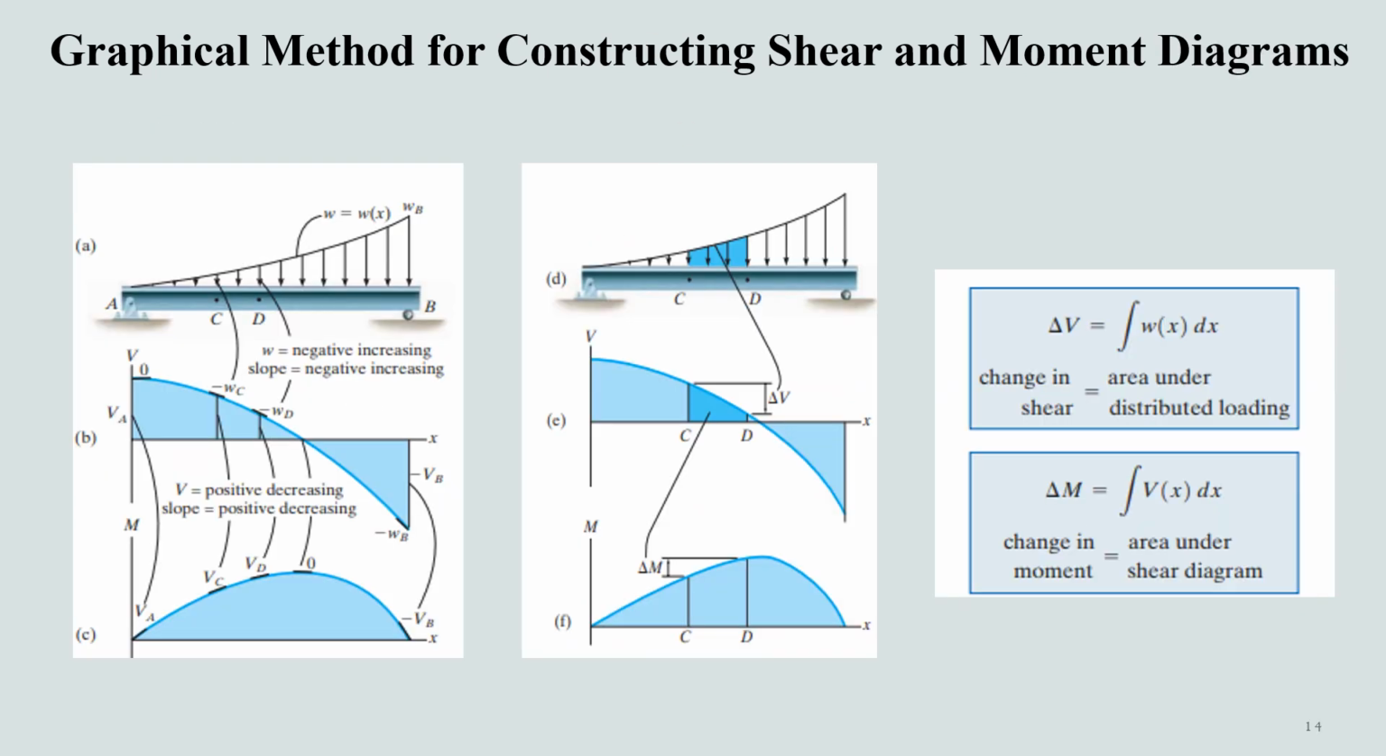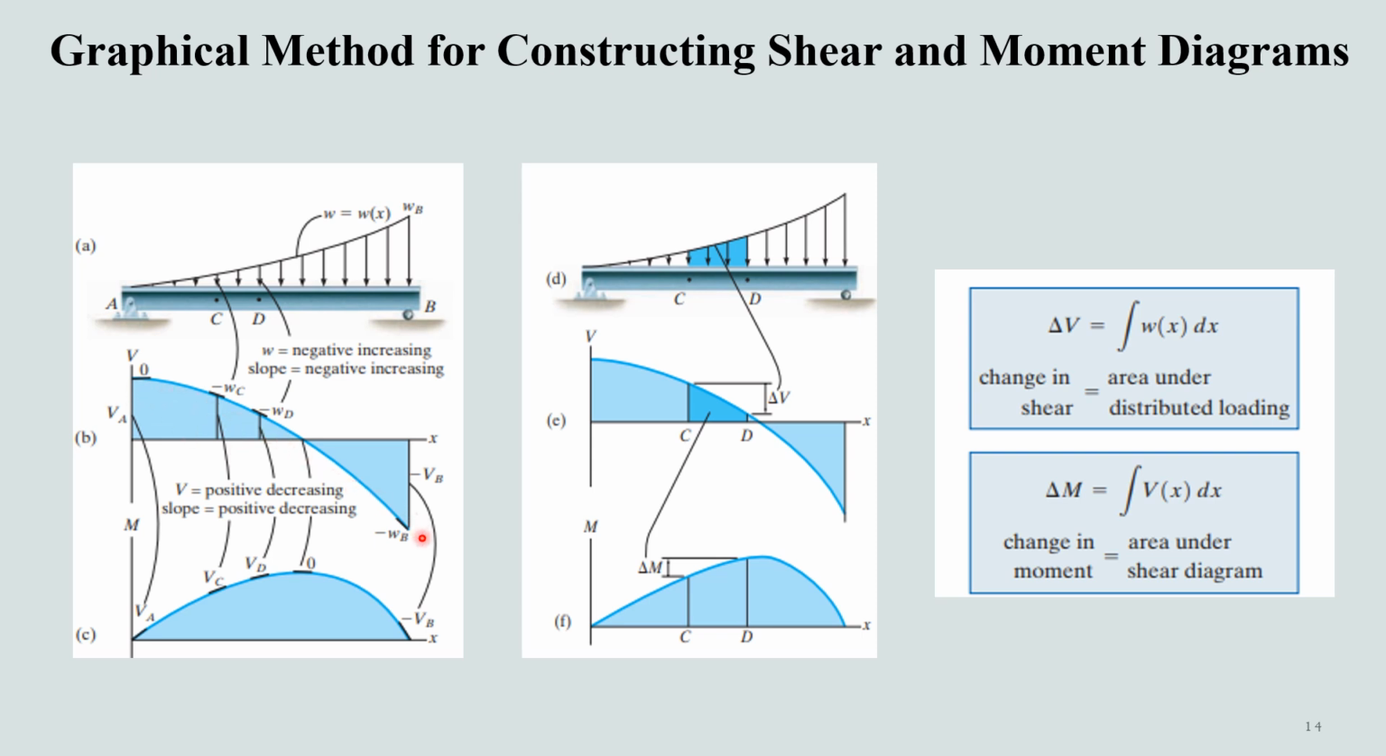Apply the concept developed on the previous slide to a beam that is subjected to a uniformly varying load, which has a maximum intensity of w_B. We can see here that the distributed loading is negative because it is directed downwards, and therefore the shear diagram will be a curve that has a negative slope increasing from 0 to minus w_B.